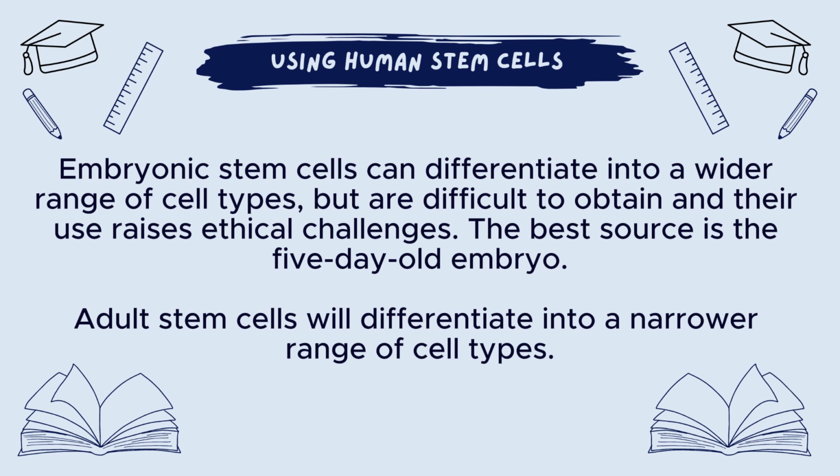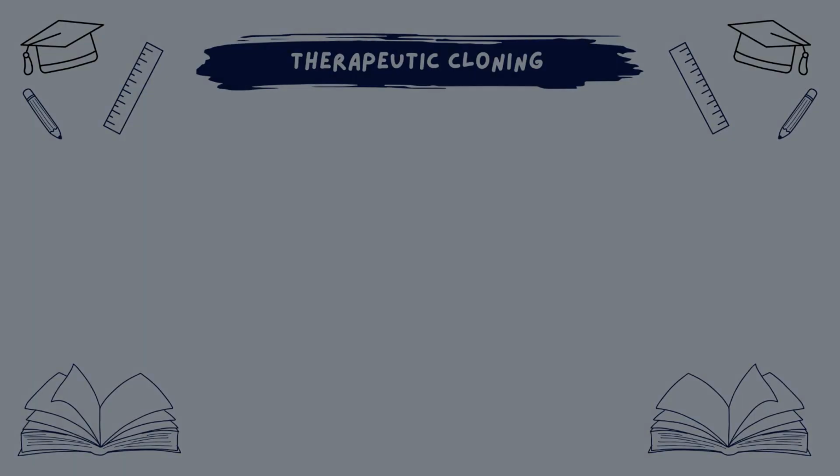Embryonic stem cells can differentiate into a wider range of cell types, but they are difficult to obtain and their use raises ethical challenges. The best source is the 5-day-old embryo. Adult stem cells will differentiate into a narrower range of cell types.